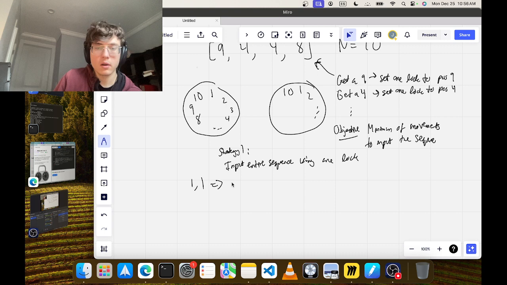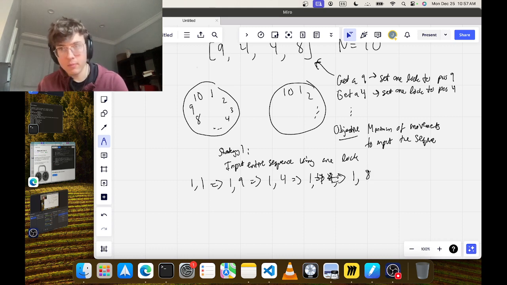So you're just going to use one lock. After the first one, you move one of them to 1, 9. Then since you're still using the same one, you move that one back to 4. Then you keep it at 4 because it's 4 again, and then finally you move it to 1, 8.